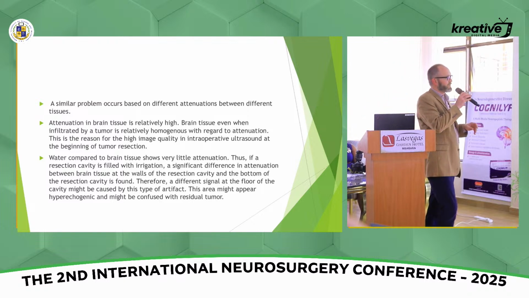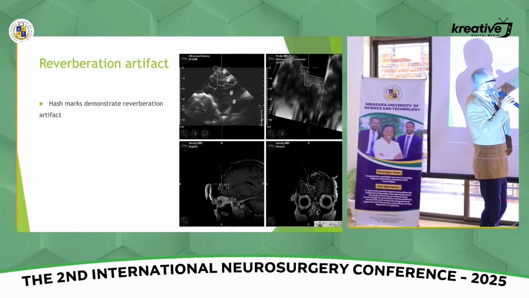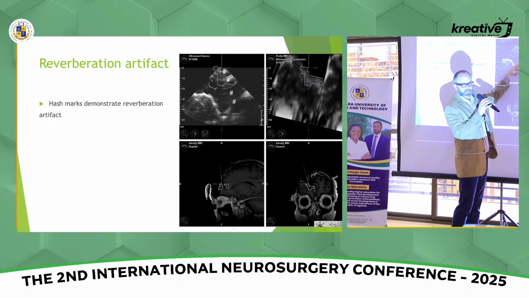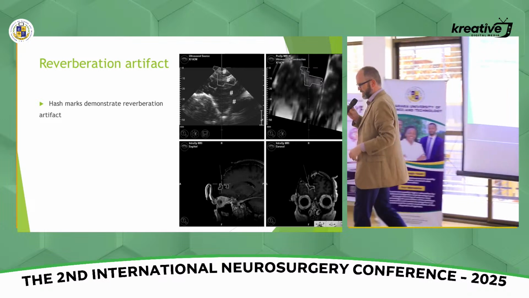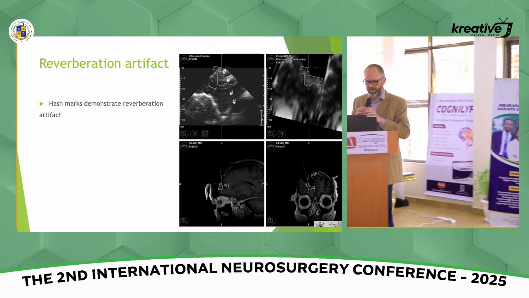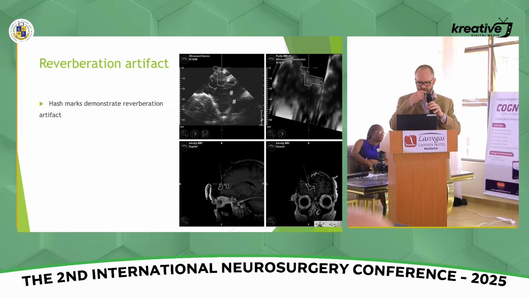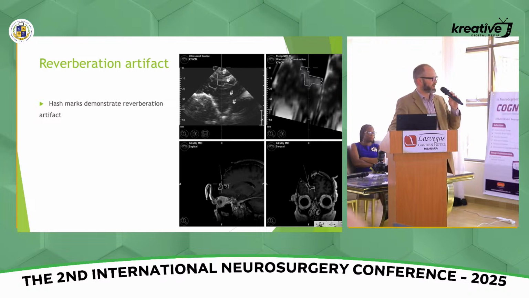So here's some examples. This is a reverberation artifact. Often if your probe's at the edge of the bone, you'll get these stripes because bone attenuates most signal, and you'll get a reverberation artifact behind the bone, or sometimes complete dropout of signal. Here we showed what happens at the back of a fluid-filled cavity, where everything gets brighter.